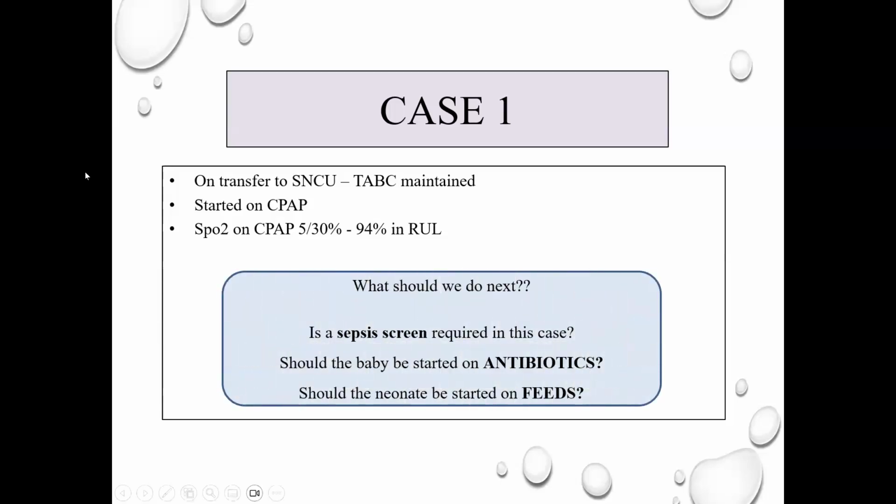Is a sepsis screen required in this case? You can type in the chat box the answers to these 3 questions. Should the baby be started on antibiotics, and should the neonate be started on feeds? So please type in your chat box, everybody. Should a screen be sent? Should antibiotics be started? And should the neonate be started on feeds?